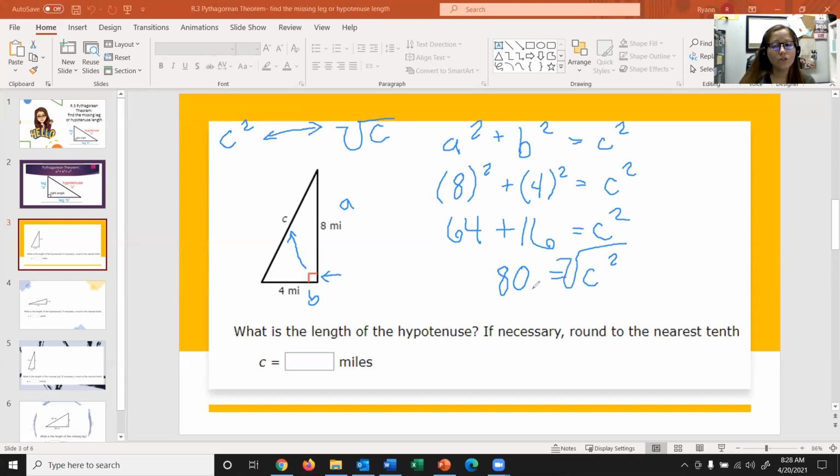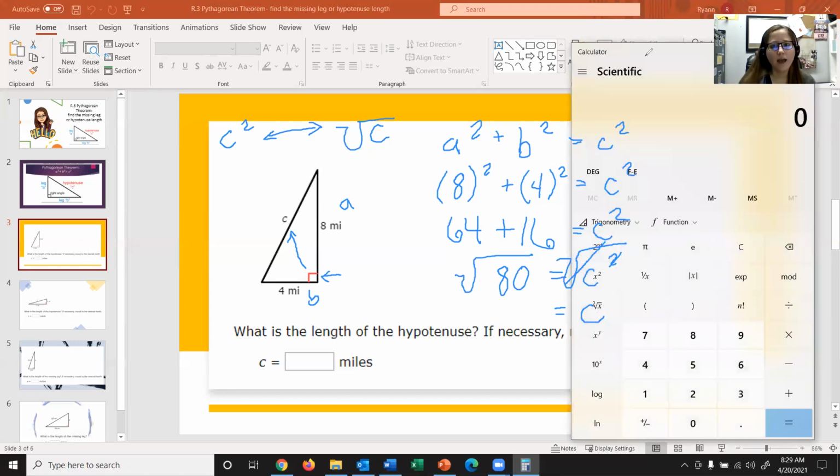And then anything we do to one side of the equal sign, we have to do to the other. Okay, so this is going to cancel for us, leaving us with just C. And now we have to find the square root of 80. Okay, we know the square root of 81 is 9, but that's too high. And we know the square root of 64 is 8. So we could say that this is going to be somewhere in that range of 8 and 9.